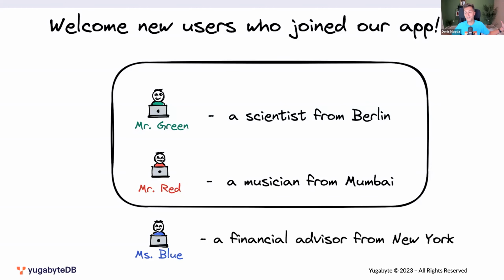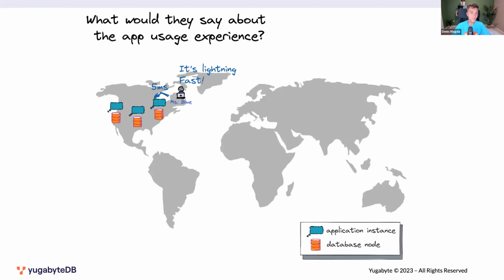Let's say that our Slack-like messenger is gaining some traction, and right now people from Europe and Asia noticed this app. We have Mr. Green, a scientist from Berlin, who also installed our messenger and started using it. And we have Mr. Red, a musician from Mumbai, India. And then imagine that we had a chance to talk to our users, and we asked them one question. What would you say about the application usage experience?